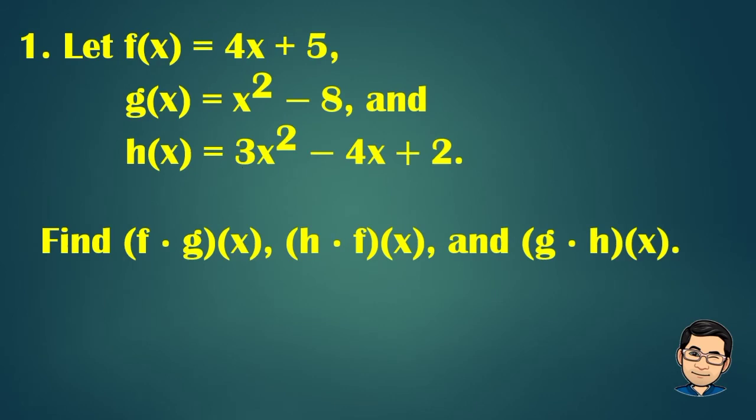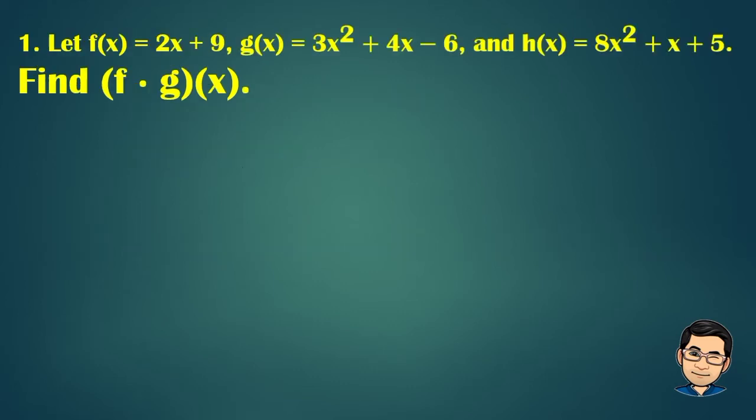So, let's have problem number 1. Let f of x is equal to 4x plus 5, g of x is equal to x squared minus 8, and h of x is equal to 3x squared minus 4x plus 2. And then, yan yung mga hanapin natin. F times g of x, h times f of x, and g times h of x. So, una muna, yung f times g of x.